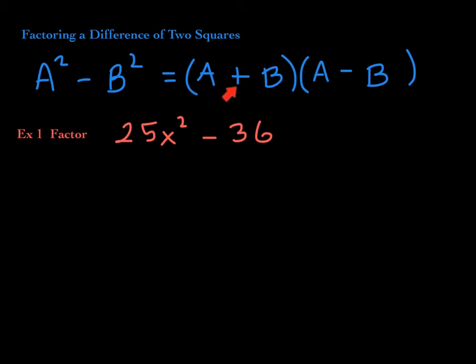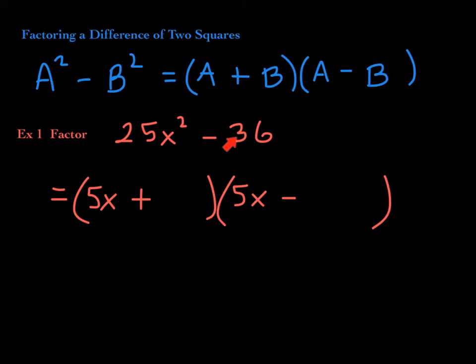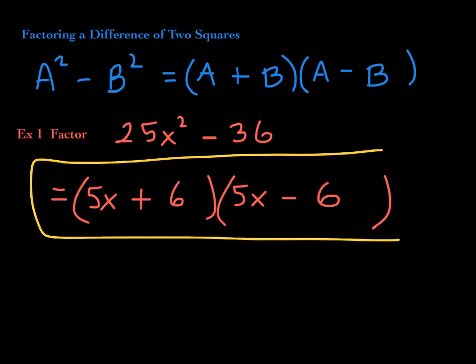It will factor following that pattern. So let's go for it. It will factor as a product of binomials, right? One will be plus, and the other one will be minus. What do you square to get 25x squared? 5x. So then 5x goes there and there. What do you square to get 36? 6. So 6 goes there and there. This is the factorization for that difference of two squares.